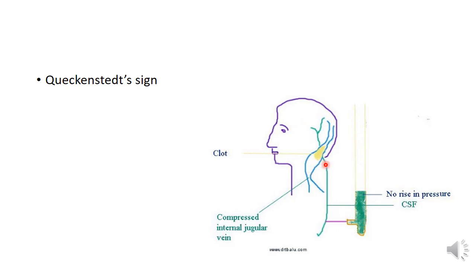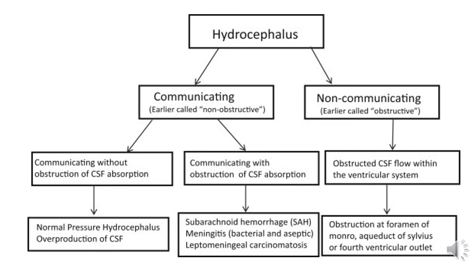Suppose there is a block in the ventricular system. If we compress the internal jugular vein, the pressure will not change. So this is mainly to detect types of hydrocephalus, which are called communicating and non-communicating.